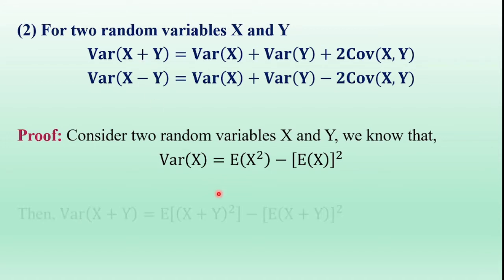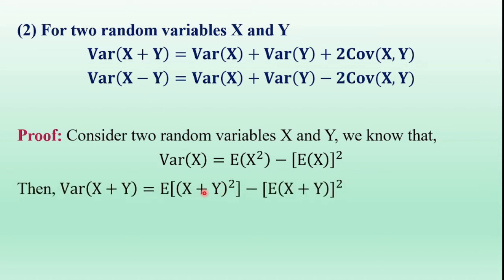In this expression, X is substituted by X plus Y. The variance of X plus Y is equal to expectation of X plus Y whole square minus expectation of X plus Y whole square. Now, in this first term, first apply the a plus b whole square expansion, and in the second term, first apply the expectation into each term.